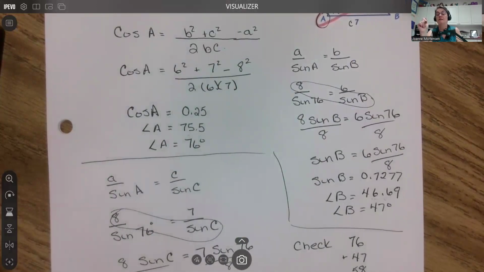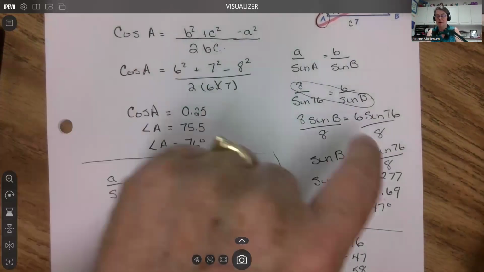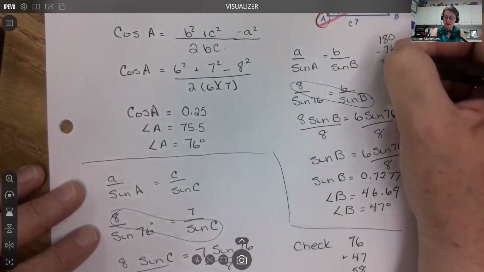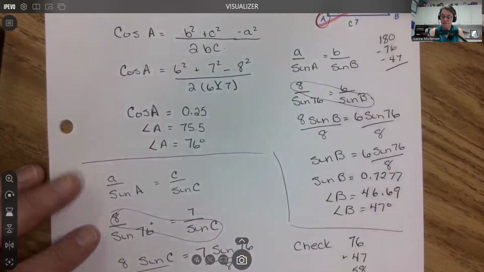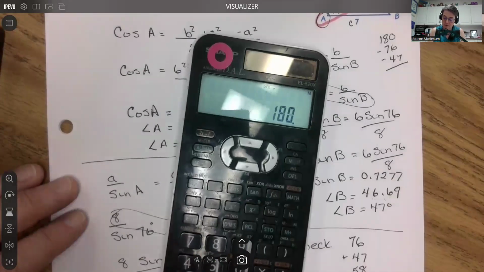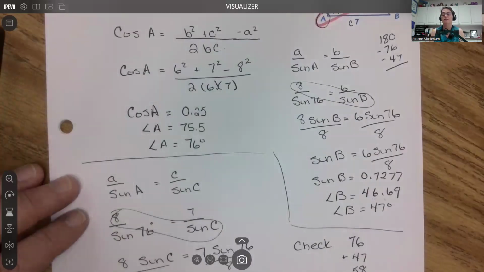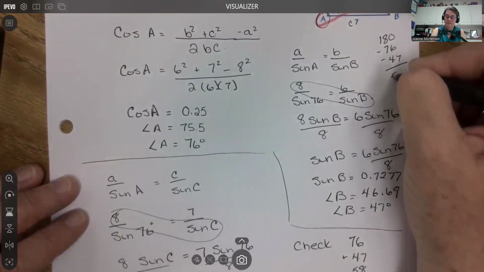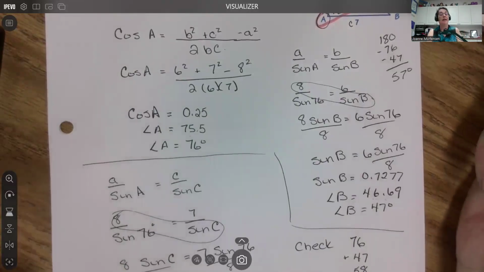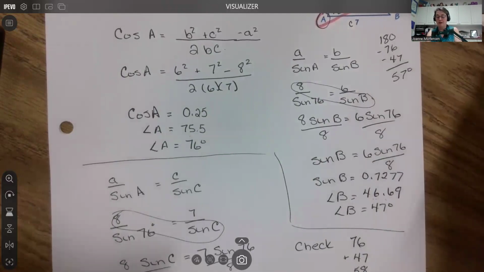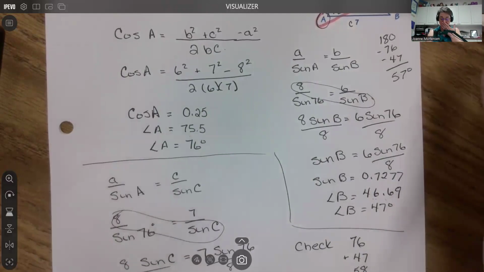I'm just saying. So if I'm doing this on a test, I'm going to go 2, and then I'd go 180 degrees minus 76 minus 47. 180 minus 76 minus 47, and I'd get 57 degrees. So that's what I would do on a test. And then because I had studied hard and worked hard, I'd be done early. I would come back and I would probably do this, excuse me, to make sure I had it all done.